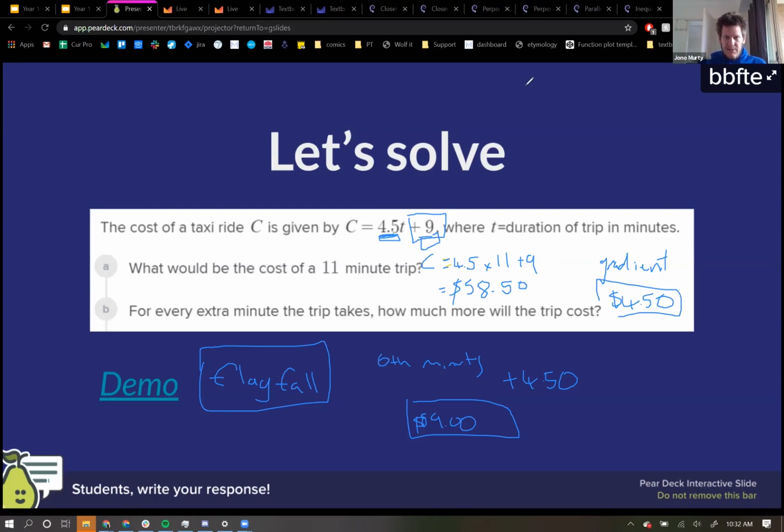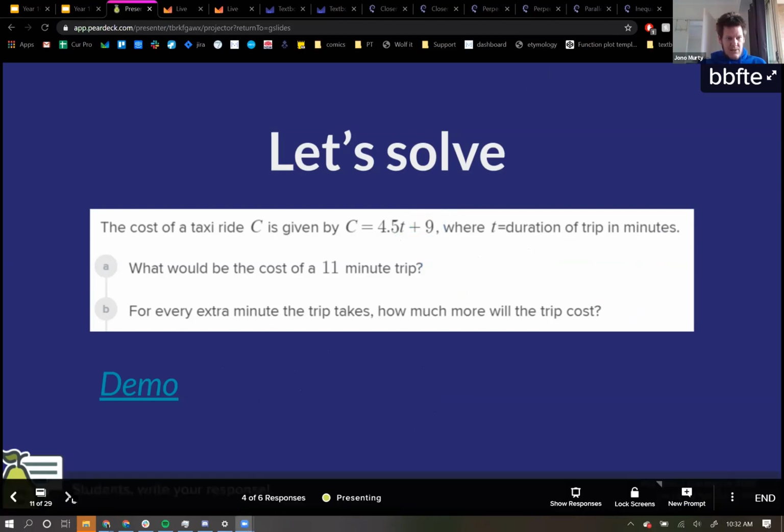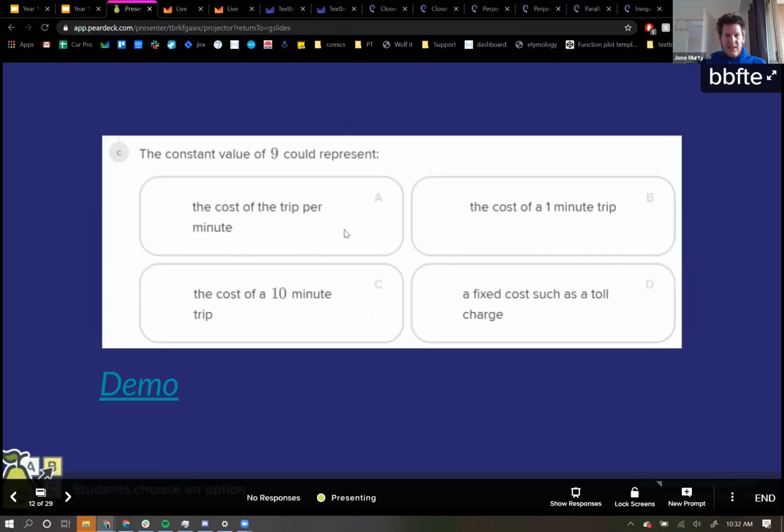All right, let's move on. Looks like you all got that. All right, constant value of 9. What would that have represented in this previous thing here? We just talked about it, so it should be nice and easy. Yeah. Toll charge. I guess that's the same as a flagfall.